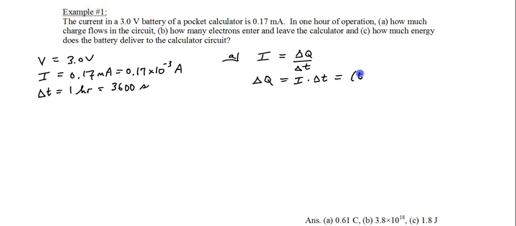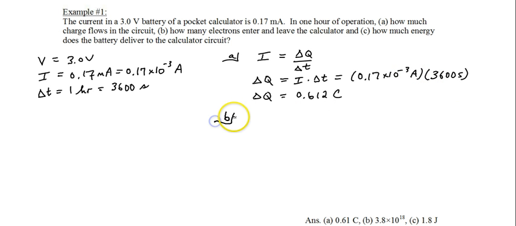So delta Q would be equal to I times delta T. The current was 0.17 times 10 to the power negative 3 amps, and our change in time is 3,600 seconds. And that will give you a net charge of 0.612 coulombs. Remember that an ampere is a coulomb per second, so those seconds will cancel out here.